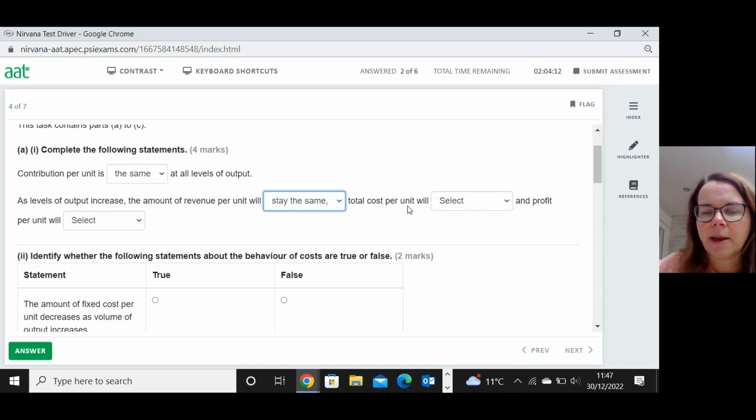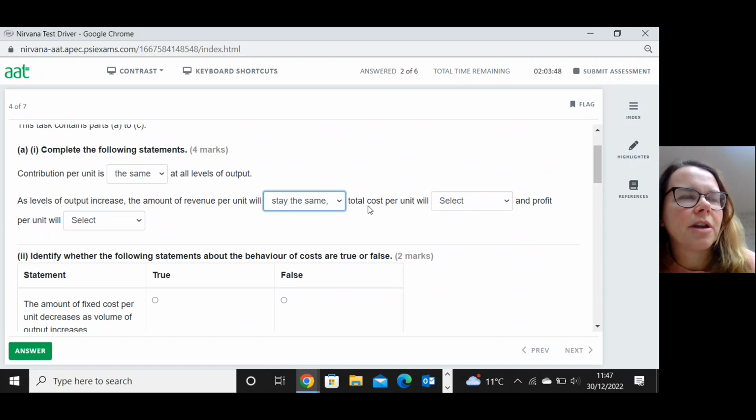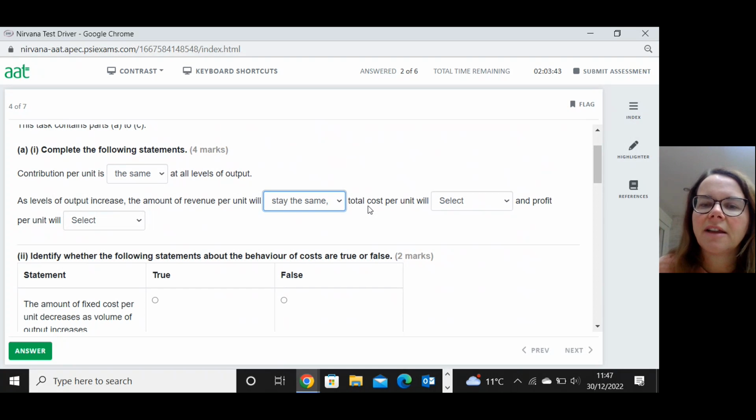Total cost per unit. So let's think what total cost is made up of. Total cost is your variable plus your fixed costs. So although the variable cost is staying the same per unit, the fixed cost per unit actually decreases as we make more. Because if you think about it, you're spreading the same total cost between a greater number of units.